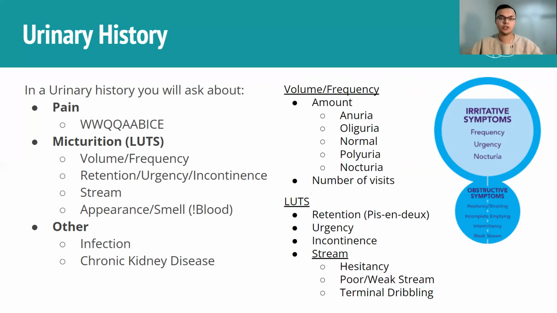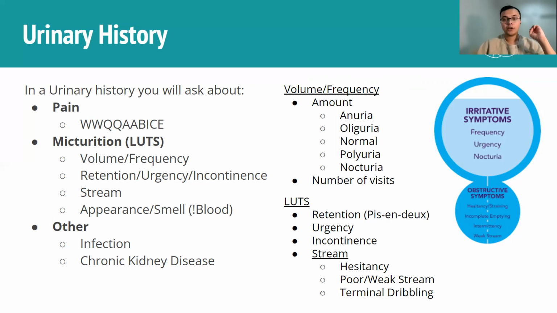And then you also have urgency. Urgency is where you have an unstoppable urge to urinate whenever that arises, and that can be associated with some sort of irritative condition. So that can again be a bladder infection. And then you also have incontinence, and that's where you're unable to control and hold in your urine. So those are three important terms you have to learn and know what they mean separately as well, because you're going to ask about each of them when it comes to your urinary history.